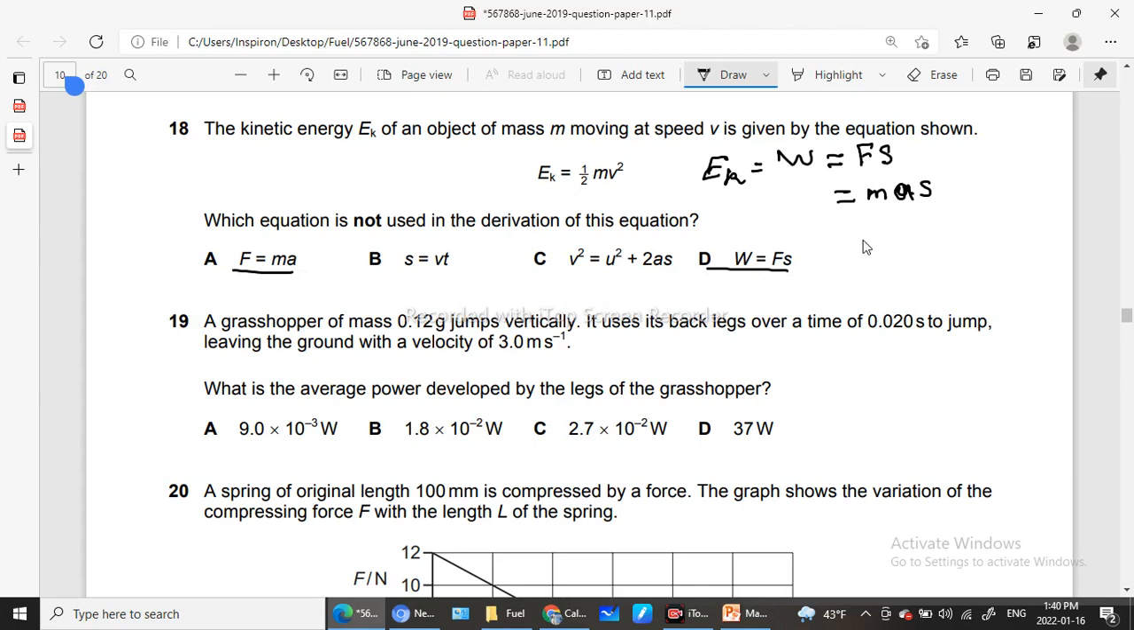Now to find the value of as, we use this equation. It gives us a relation between the initial velocity and the final velocity. So as here equals, of course, u squared is considered here to be 0, v squared over 2. So substituting here, we get that the kinetic energy EK equals m times v squared over 2, which is half mv squared. So this is the only equation that is not used in this derivation.